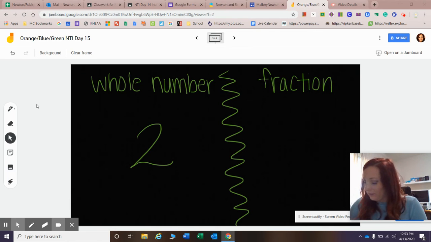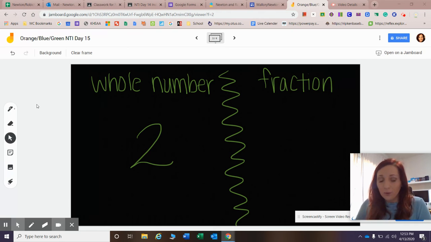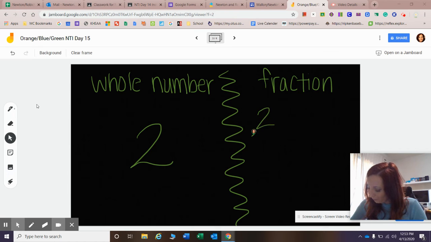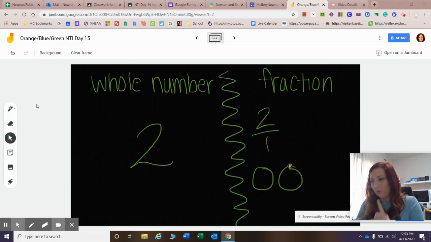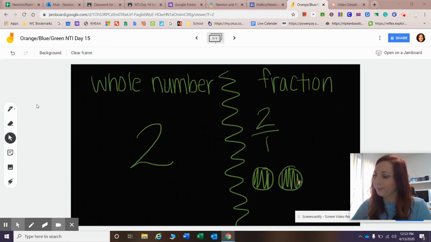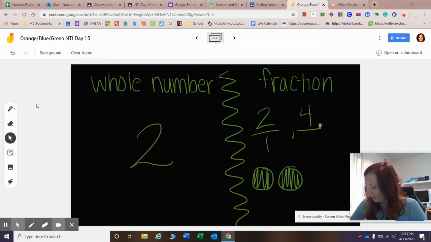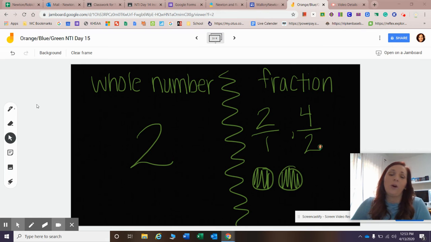And we have to come up with fractions that are equivalent to the whole number of 2. Well, we have the simple one, 2 over 1, that we just looked at. It's broken into one part, which means it's one whole, and I get 2 pieces. There's my 2 wholes. We could also do 4 over 2, or 4 halves.